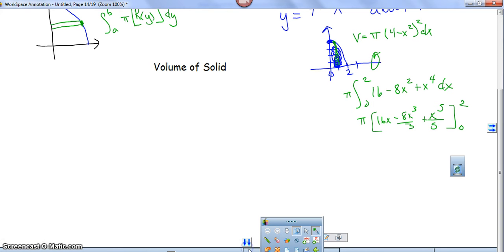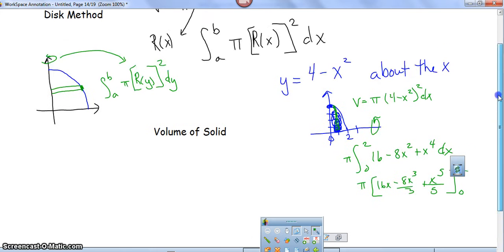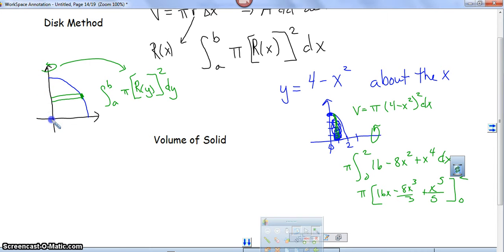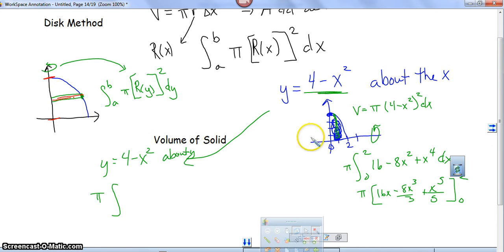If you go about the y-axis, you do the same thing. But the only difference is, if I wanted this same equation right here to go about the y-axis, so I'm going to use the same one, y equals 4 minus x squared, but I want to go about the y, it's still going to be pi. My boundaries have changed because if I go about the y-axis, my rectangle is horizontal. So my rectangle would go from down here all the way up to here, which in our problem would go from 0 to 4.